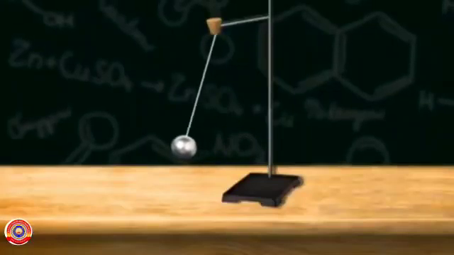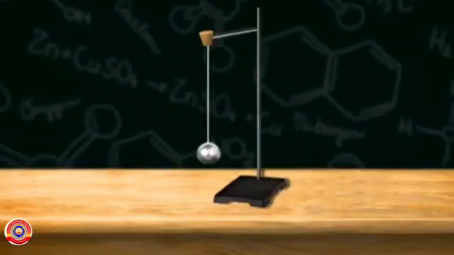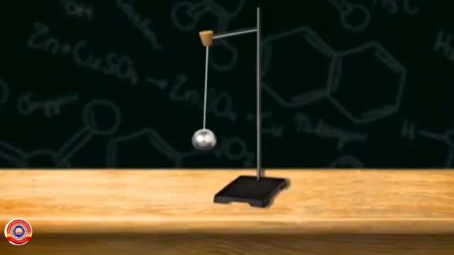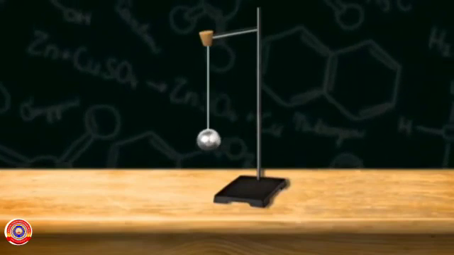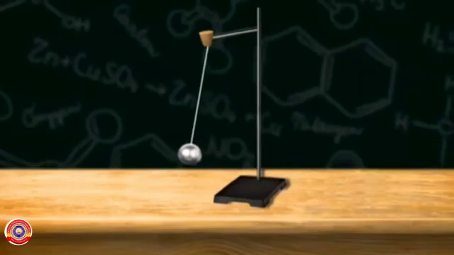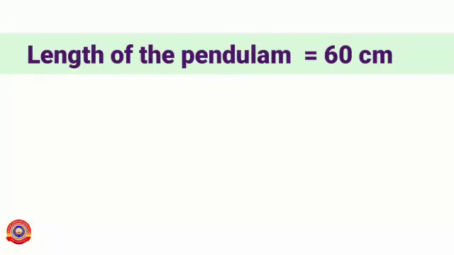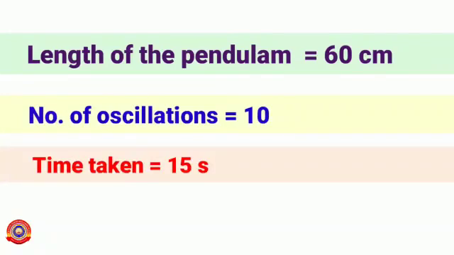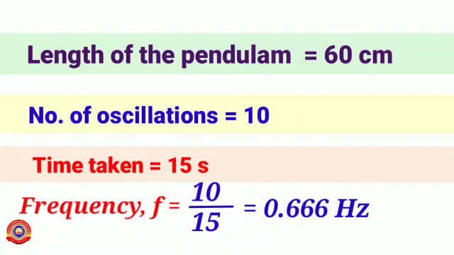Now change the length of the pendulum to 60 cm and 80 cm and find your results. If the length of the pendulum is 60 cm and the time taken for 10 oscillations is 15 seconds, then frequency equal to 10 divided by 15. That is equal to 0.66 Hertz.